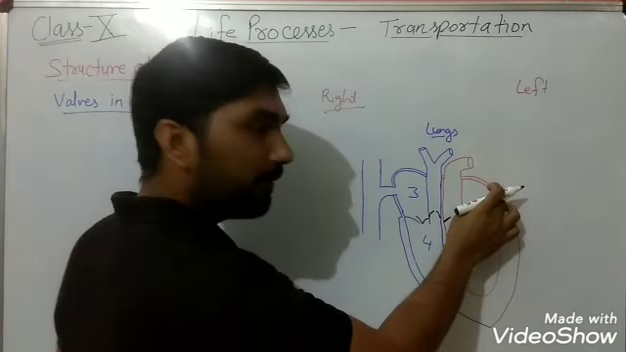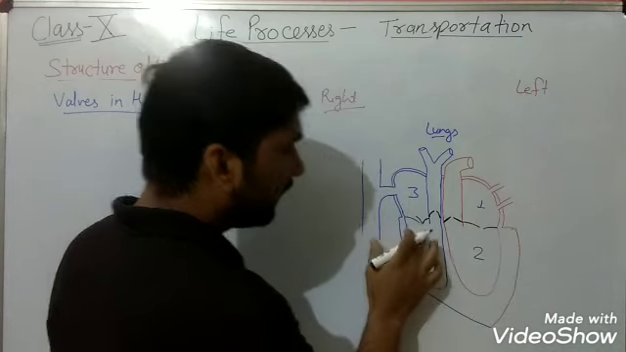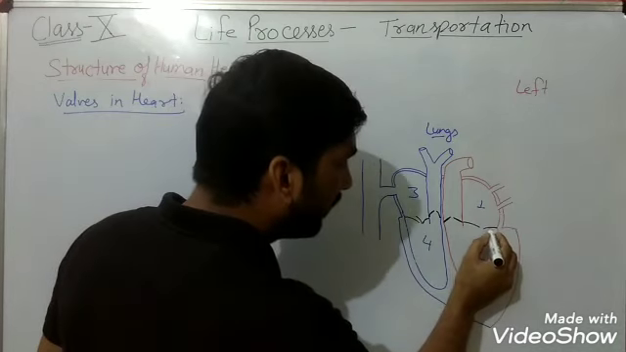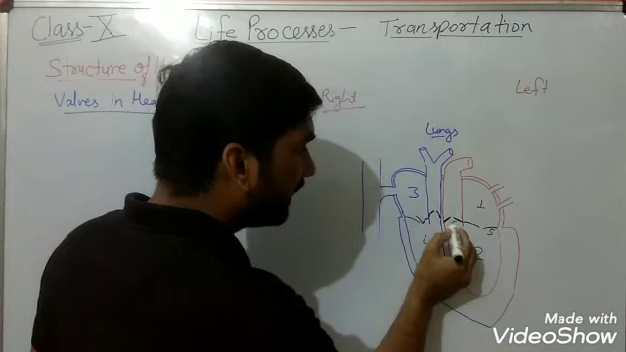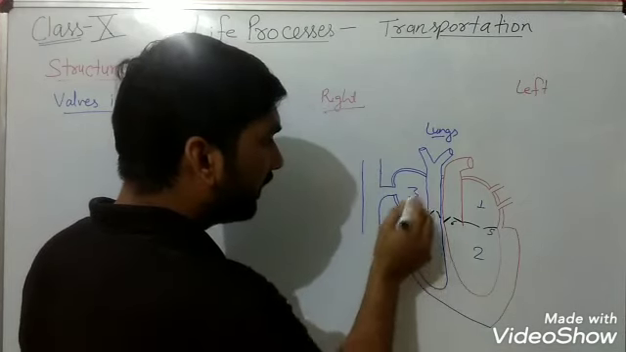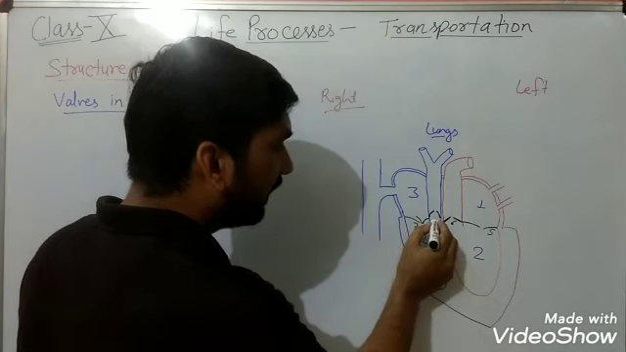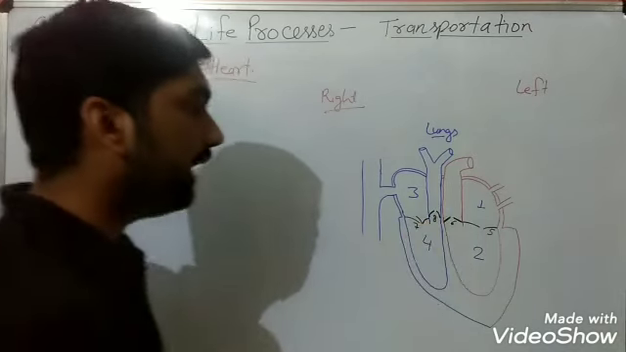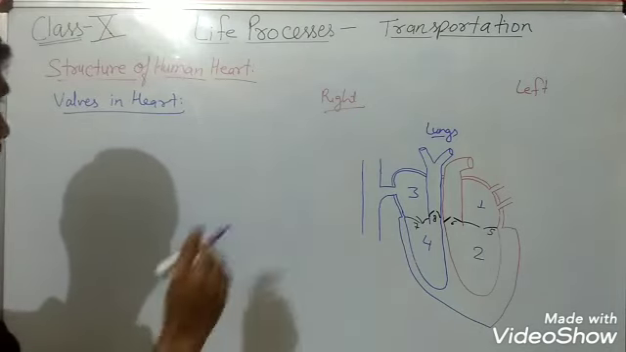So if this is the first chamber, then it will be the first valve. So we will number this after 4. This one will be number 5, 6. This will be the third chamber, it means valve. This valve will be number 7, and finally this will be 8. Now we will see what are the valves that are present in the heart.